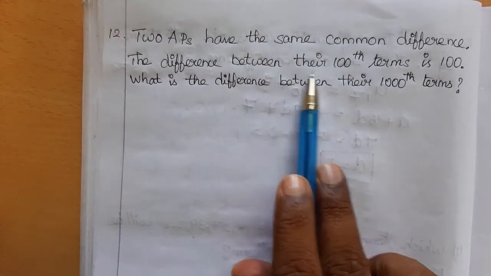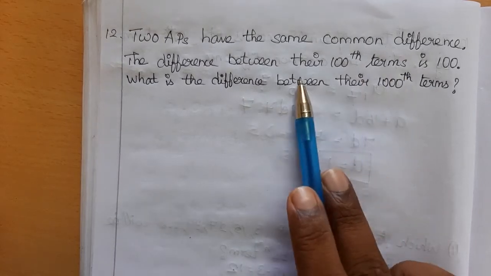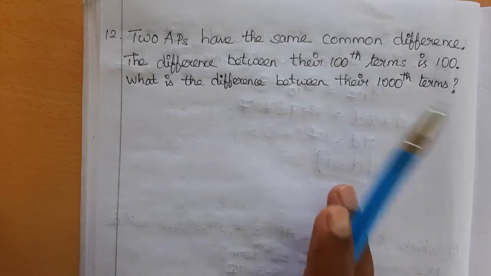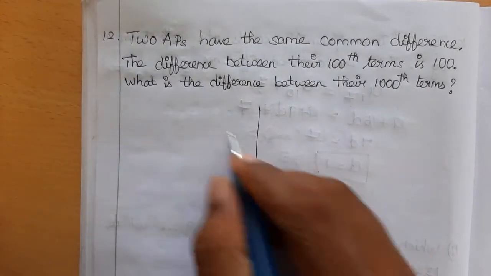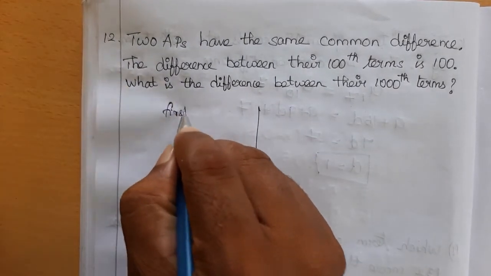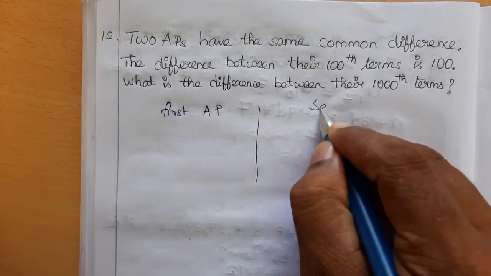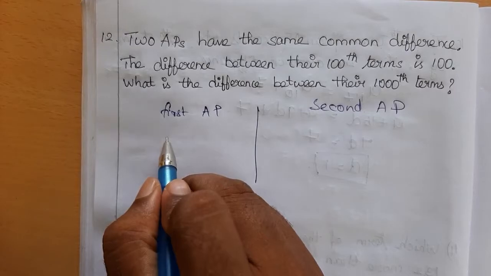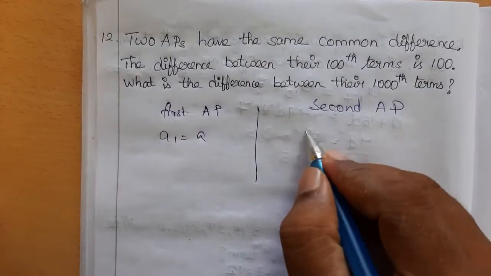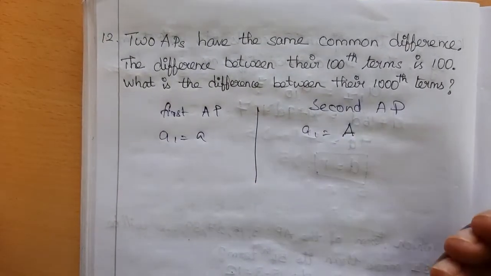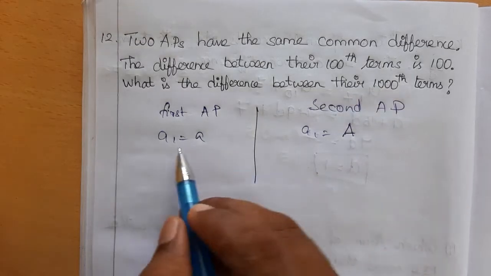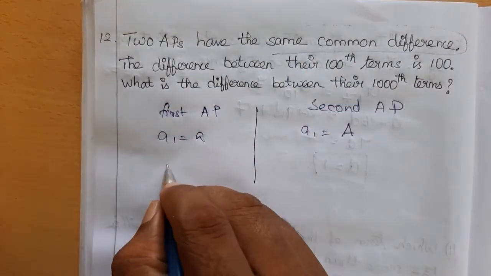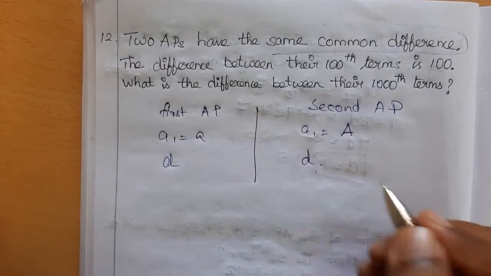Two APs have the same common difference. The difference between the 100th terms is 100. What is the difference between the 1000th terms? So that is considered as 2 APs. Let this be the first AP. Let me consider this as the second AP. The first term of the first AP let me consider as a, and here the first term let me consider as a capital A. They said the common difference is same, so here is also d, here is also d.